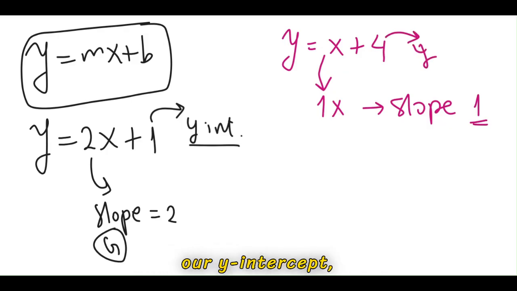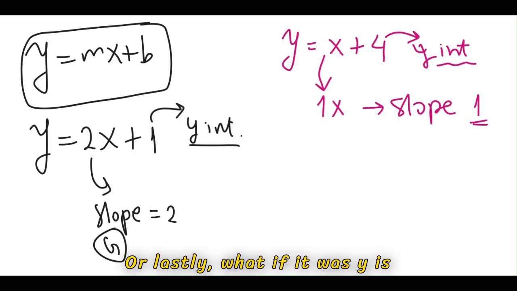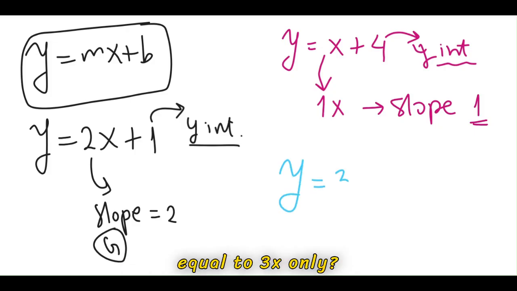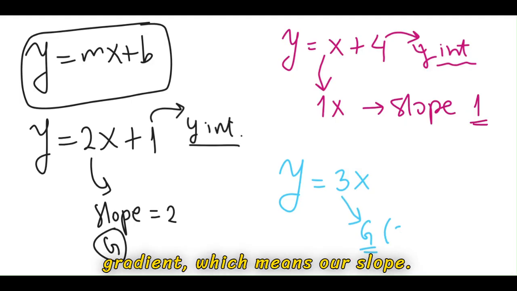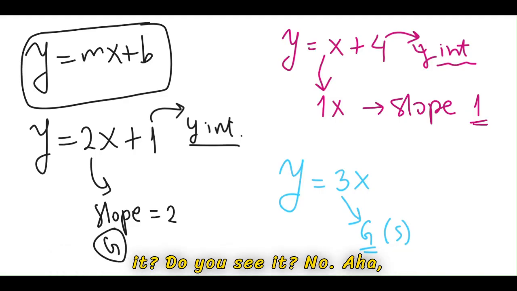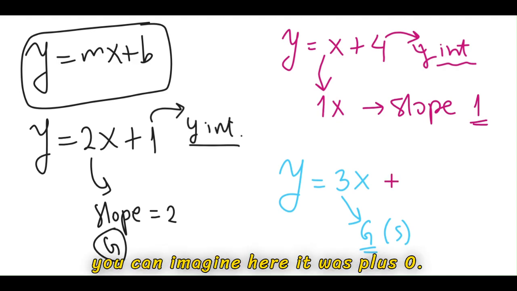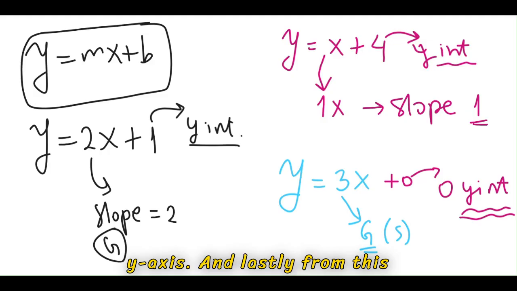That is our y-intercept, the place where we intersect the y-axis. Or lastly, what if it was y is equal to 3x only? Now we say, 3 is our gradient, which means our slope. But then what's the y-intercept? Where is it? Do you see it? No. You can imagine here it was plus 0. So 0 is the place where we intersect the y-axis.